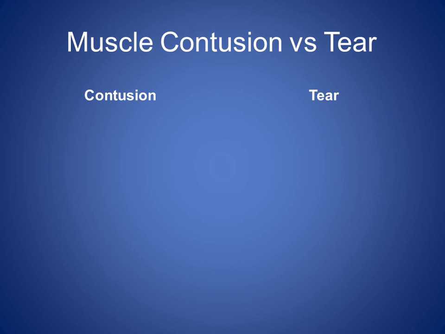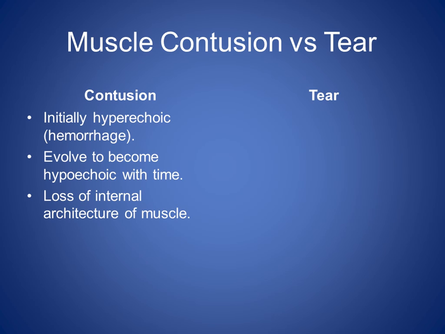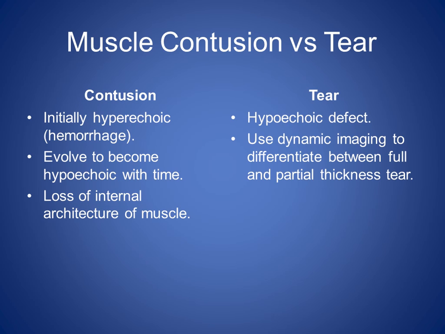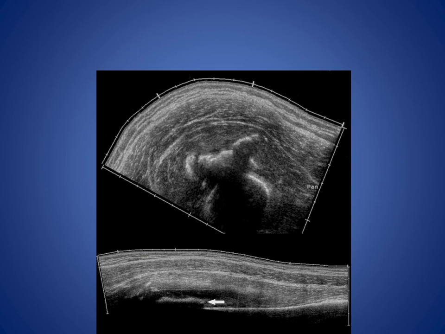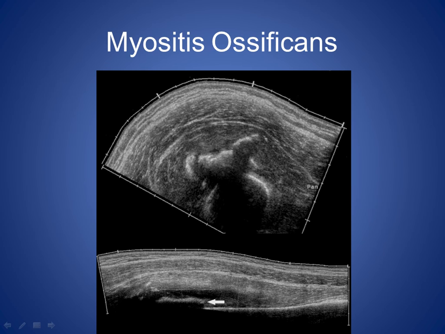So what's the difference between a muscle contusion and a tear? Well, contusions initially are hyperechoic. You can get some hemorrhage in there, and they can evolve to become hypoechoic with time. And you typically lose the internal architecture of the muscle, versus a tear, which is a defect, where we can use dynamic imaging to really see the extent of the defect, if it's a partial versus a complete tear, and so on. And then over time, these muscles can actually become hyperechoic and can calcify as they heal, as we see in this case of the anterior thigh, where you see all these linear echogenic shadowing structures, in this case of myositis ossificans.